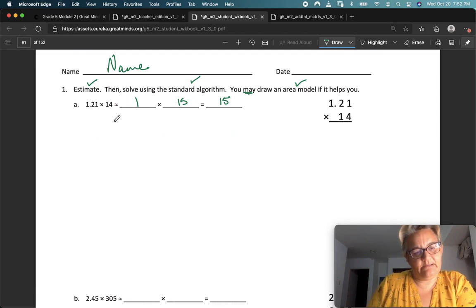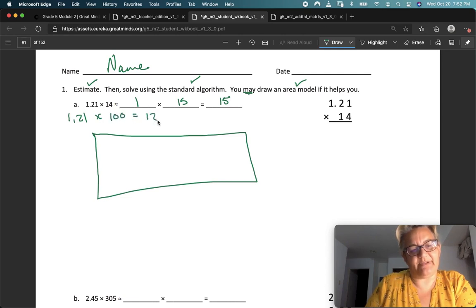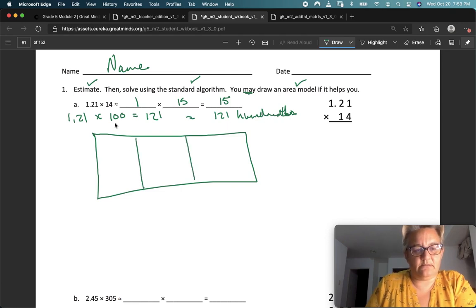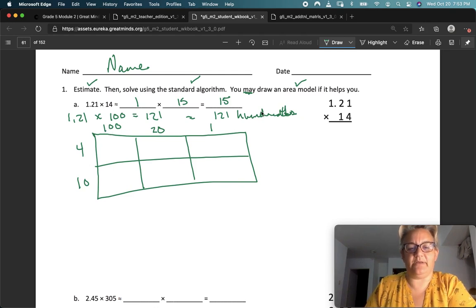And what I'm going to do here is turn this 1 and 21 hundredths into 121 by multiplying by 100. Or I could just call that 121 hundredths if it makes you feel better. I'm going to put my 100 here, my 20 there, and my 1 here. So there's my area model. And of course, here, the 4 and the 10. So 14 times 121 hundredths.